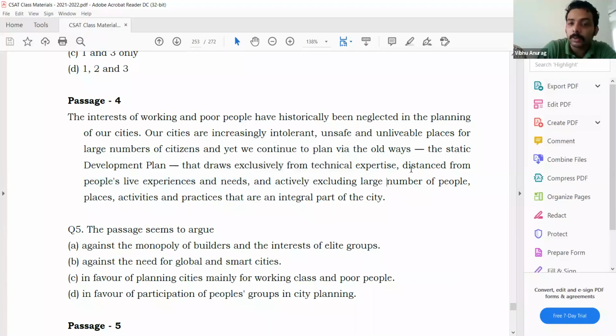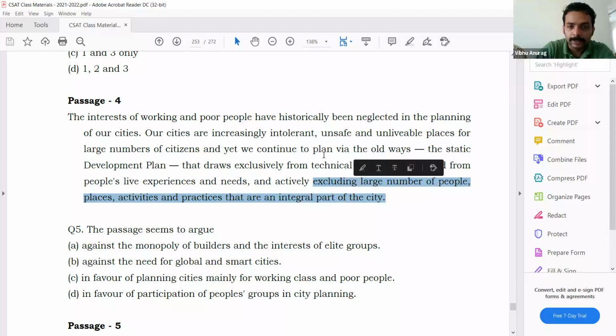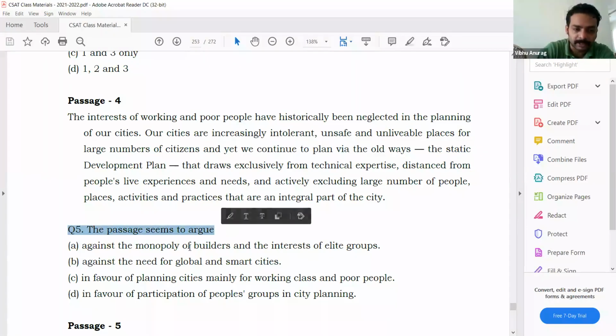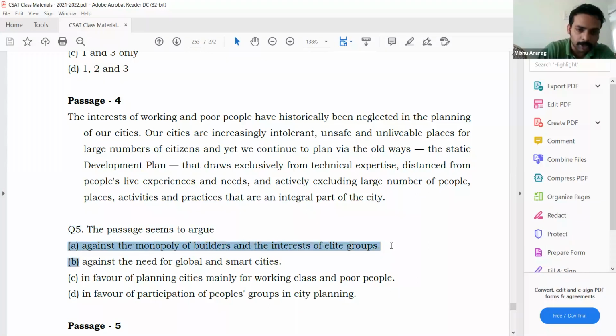So it doesn't take into account people's experiences and needs, and actively excludes a large number of people, places, activities, and practices that are an integral part of the city. It only draws from technical expertise. So this is the drawback of the development plan, which the author calls static. Static means unchanging. So the passage seems to argue, meaning the main message of the passage. Option A, against the monopoly of builders and interests of elite groups. He's not saying anything like that. He's saying that these people's experiences and needs are ignored.